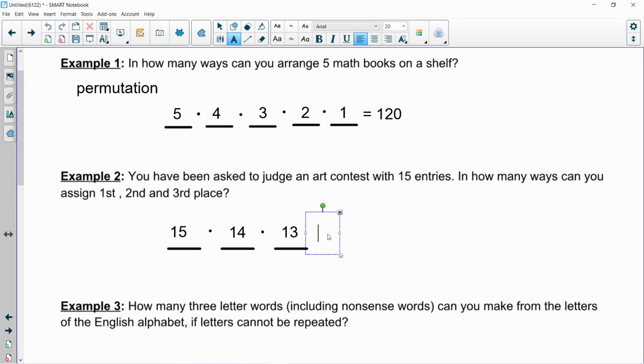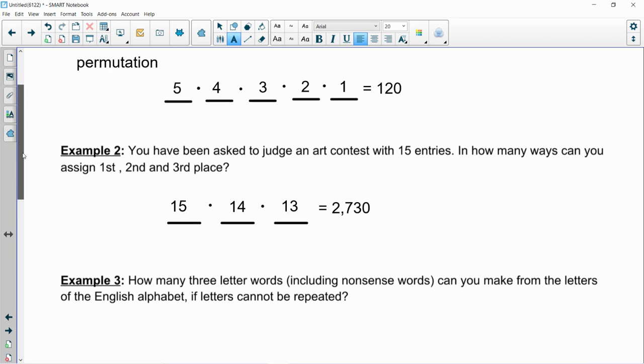And here we go. Get my equal sign up here. And I'm going to go for a little assistance here with my calculator because, well, I can't multiply 15, 14, and 13 in my head. So we come up with 2,730 different ways we can assign first, second, and third place. All right, on to number 3.